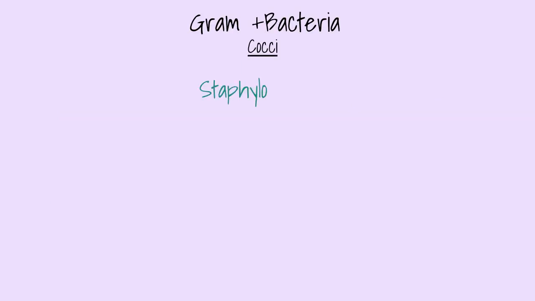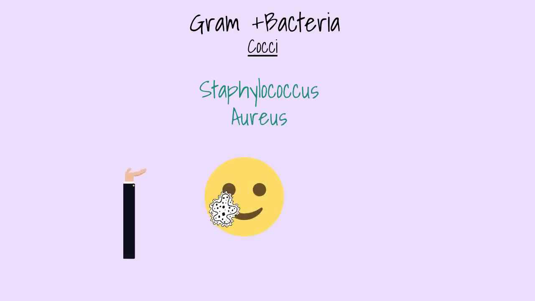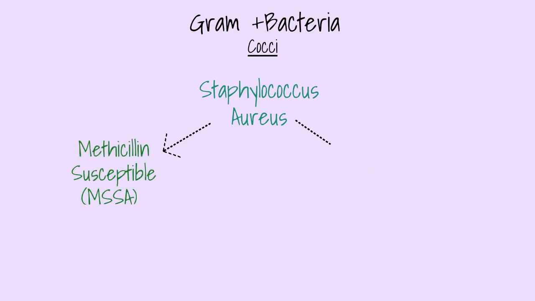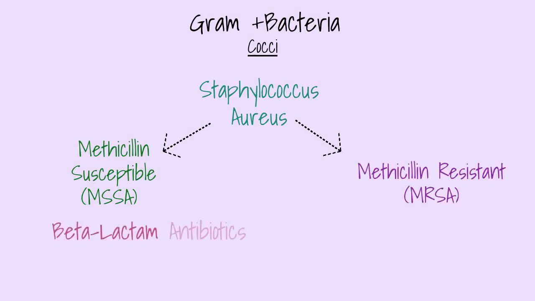Staphylococcus aureus is a normal flora species found on the skin. However, it's also one of the most common bacterial pathogens to cause infection. There are 2 types, methicillin-susceptible Staph aureus and methicillin-resistant Staph aureus. Beta-lactam antibiotics are effective in treating methicillin-susceptible species, but not the methicillin-resistant species.